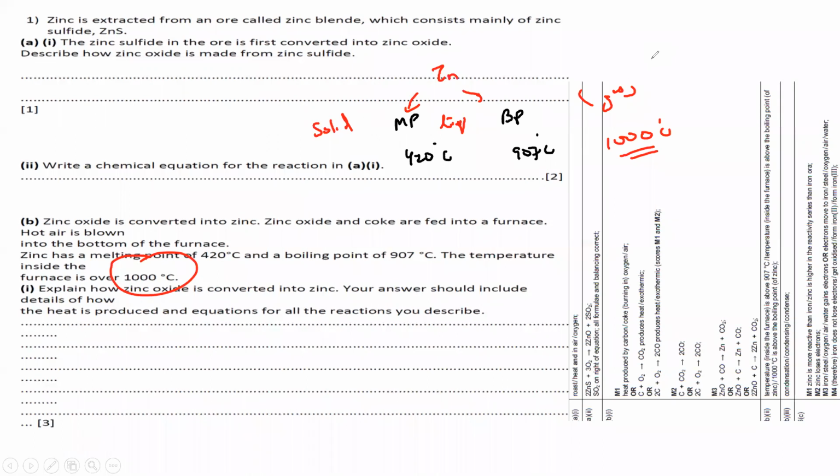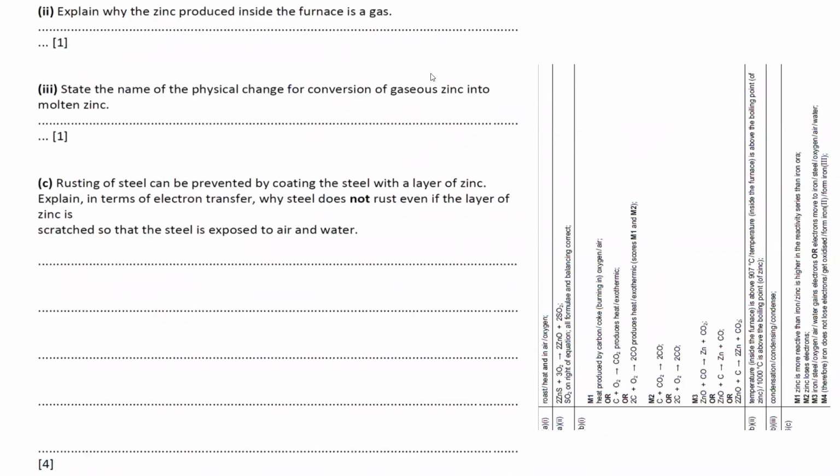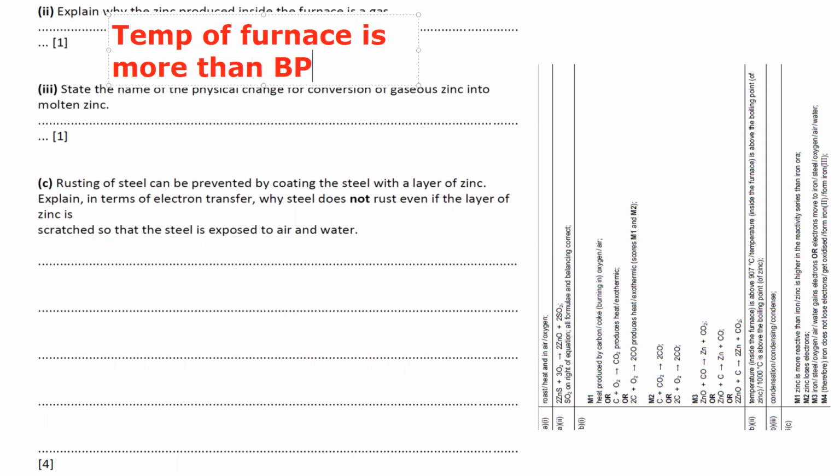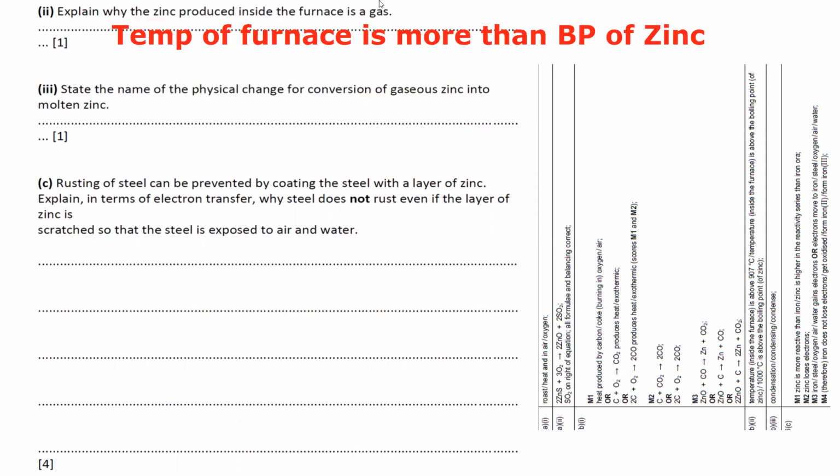So why is zinc produced here in a gaseous state? What is the reason for that? Because the temperature of the furnace is more than the boiling point of zinc. That's why it is in the gaseous state. Then state the name for the physical change for conversion of gaseous zinc into molten zinc. Like when a gas turns into liquid, what do we call this? We call that condensation. So conversion of the gas into liquid, we call that condensation.